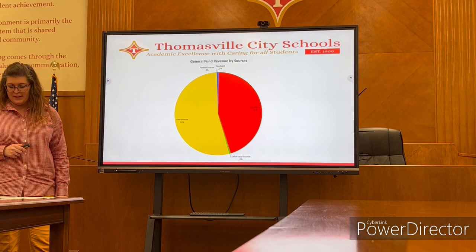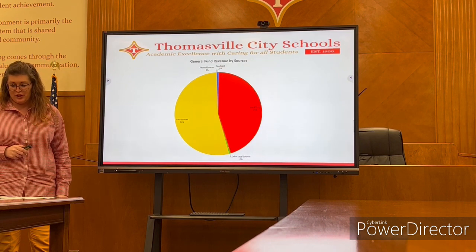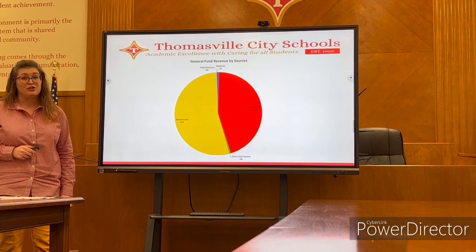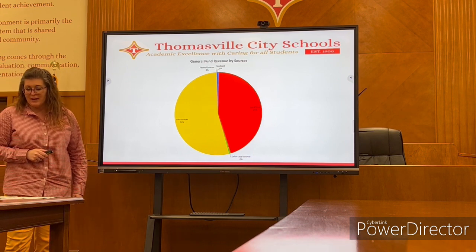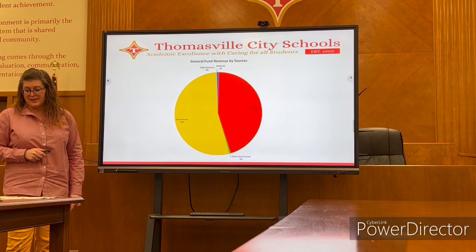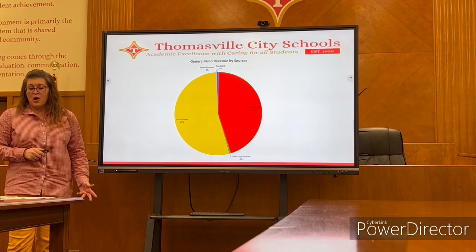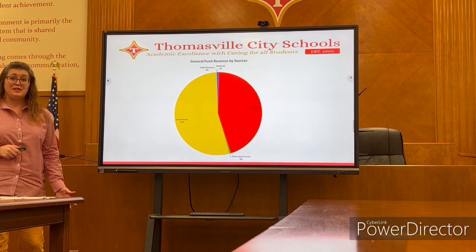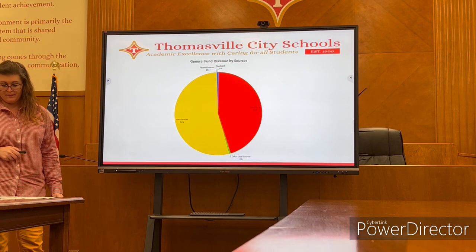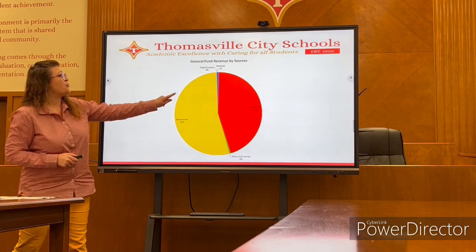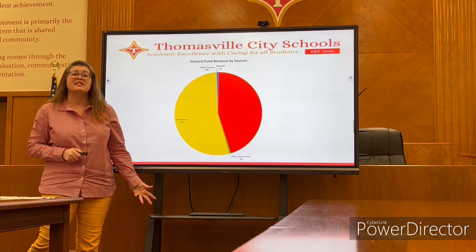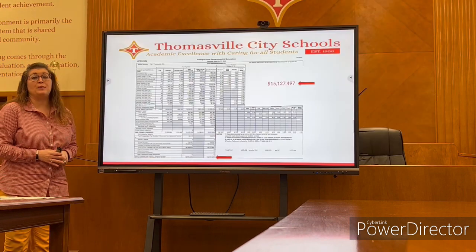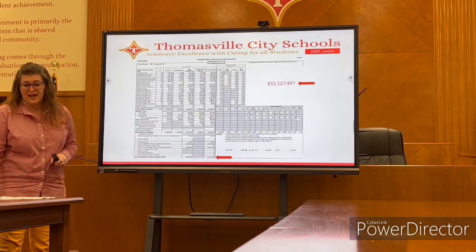For our state sources, Georgia's Department of Education uses the Quality Basic Education, or QBE, funding formula to determine the amount of state funding that the district receives. For our local taxes, Thomasville City primarily uses property taxes. We have a little bit of other sources such as Medicaid, federal sources, and other local sources representing less than 1%. So let's talk about QBE, Quality Basic Education.